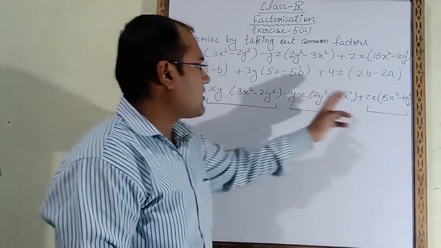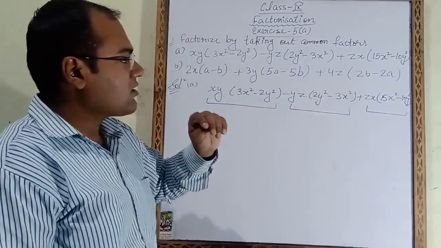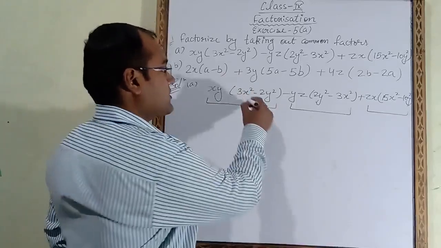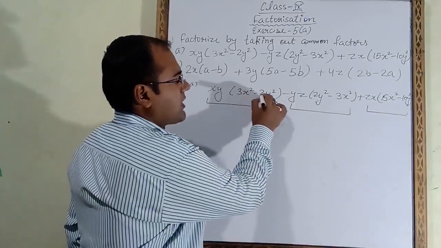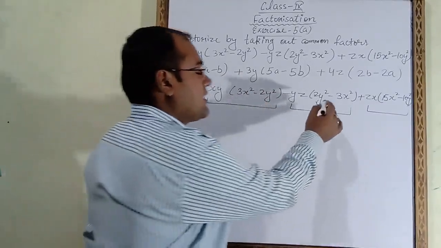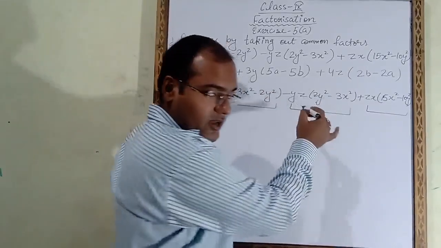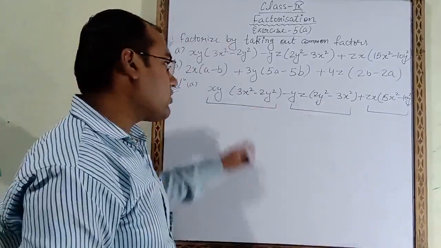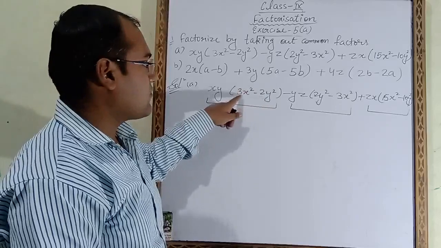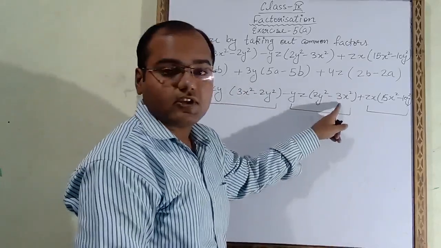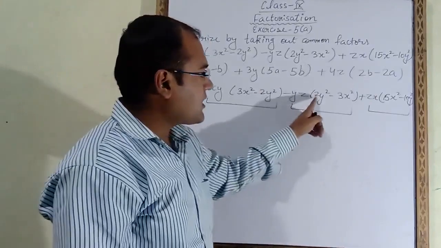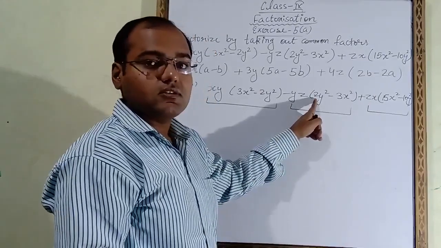Here in the three terms we will not see anything common. Here if you observe, this is 3x square minus 2y square. Here also 3x square and 2y square are there, but the signs are different. Here it is 3x square minus 2y square. The sign of 3x square is plus, but here the sign of 3x square is minus. The sign of 2y square is minus, but here the sign of 2y square is plus.